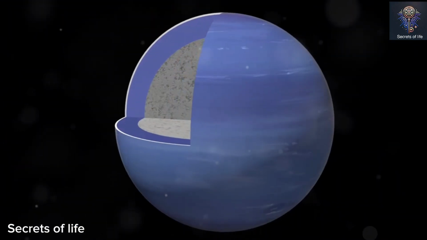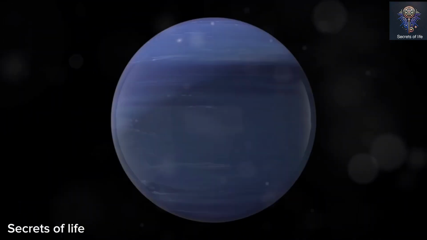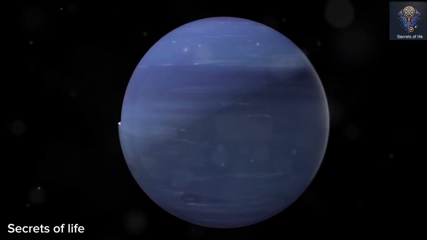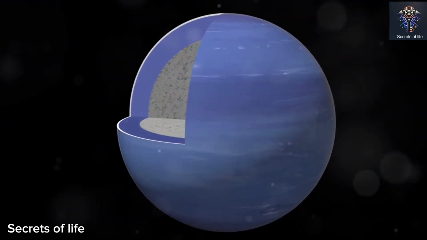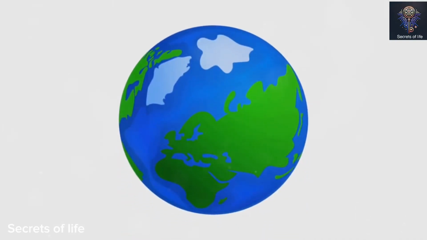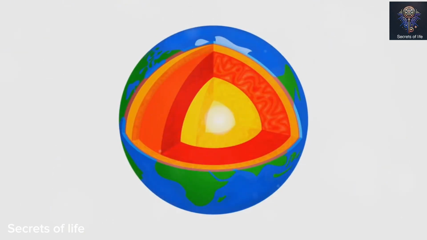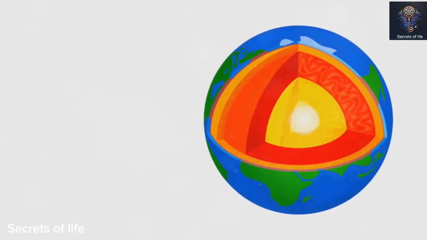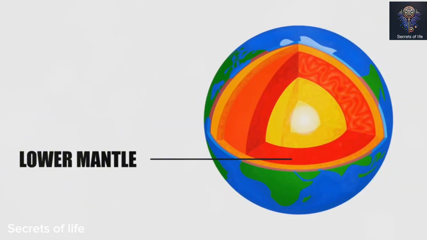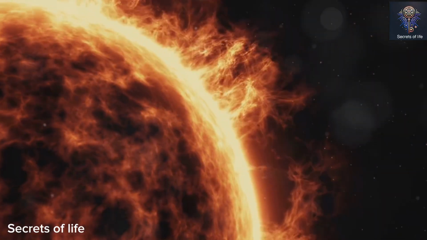Section 8. The outer core, a liquid layer. Below the mantle lies the outer core, a layer of liquid iron and nickel. The outer core is about 2,200 kilometers thick and reaches temperatures between 4,500 and 5,500 degrees Celsius. That's hotter than the surface of the sun.